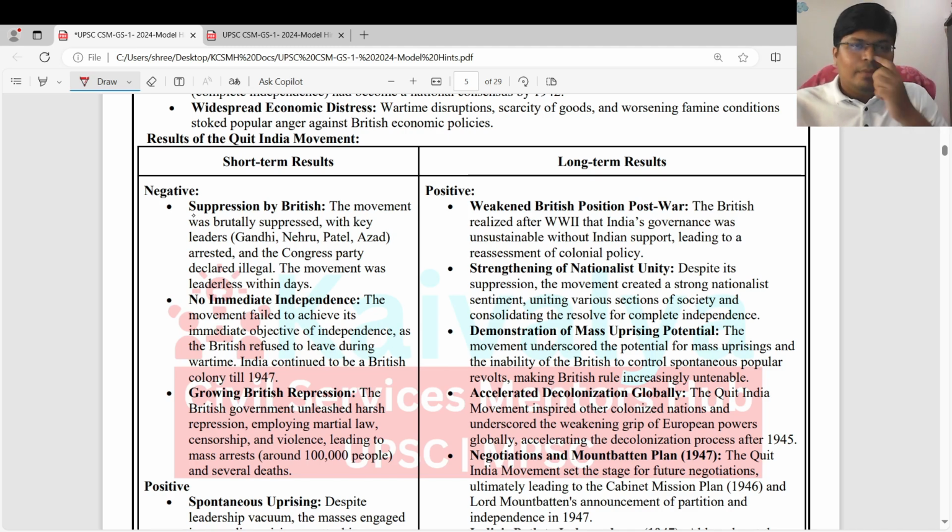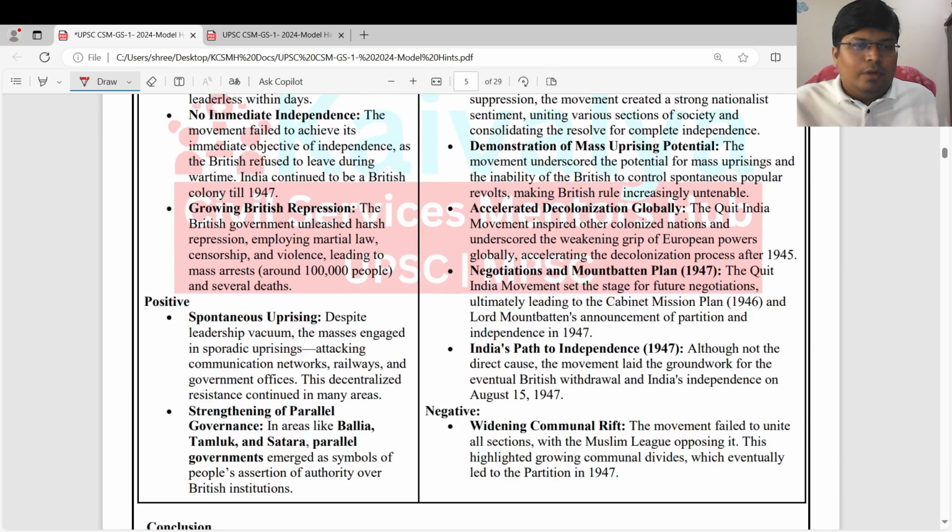What will have been the negative impact? Obviously the British suppressed the movement, and the immediate goal of the Quit India movement was to get independence. But because of this repression of the movement, the Indians could not get immediate independence. That was got in 1947. So that was one of the points. Then the arrest of people, that was the negative aspect.